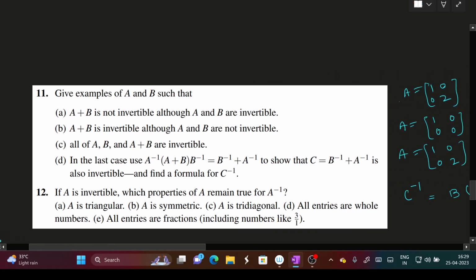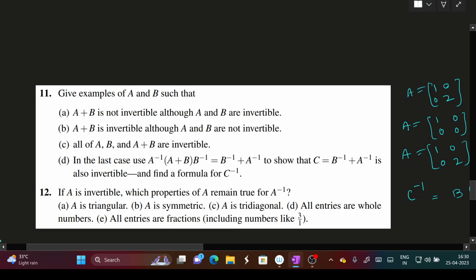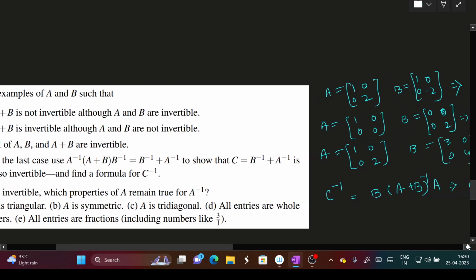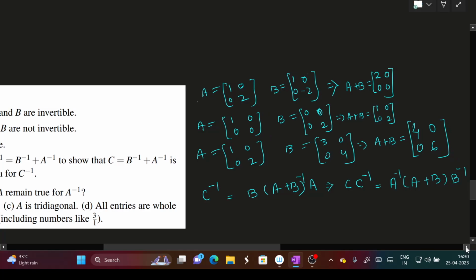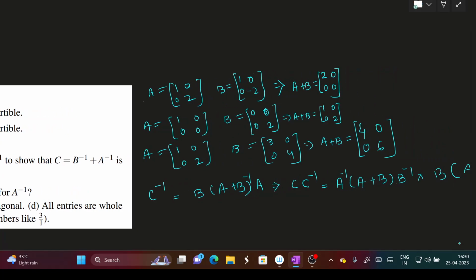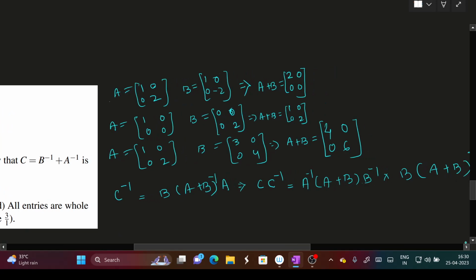Next question is, in the last case, use A inverse (A plus B) B inverse is equal to B inverse plus A inverse to show that C is equal to B inverse plus A inverse is invertible. Also find the formula for C inverse. So here, if we get C inverse, and we multiply C into C inverse and get identity, that means C is invertible, and the inverse is this much.